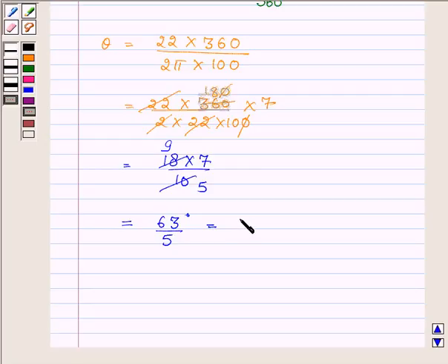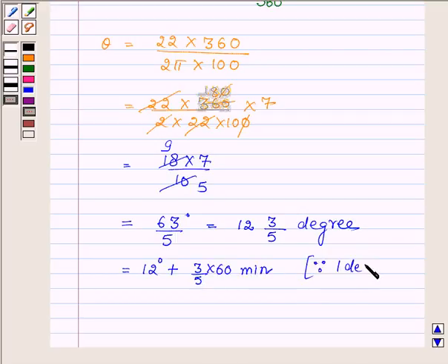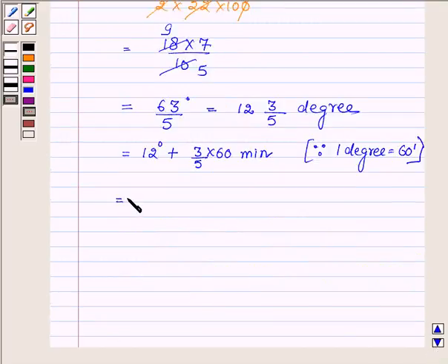So, this is 12 and 3 upon 5 degree. And in the next form, which is equal to 12 plus 3 upon 5 into 60 minutes, and this is in degrees, since 1 degree is equal to 60 minutes. And in solving we have 12 degrees plus 5 12s are 60 and 12 into 3 is 36 minutes, which is equal to 12 degrees and 36 minutes.